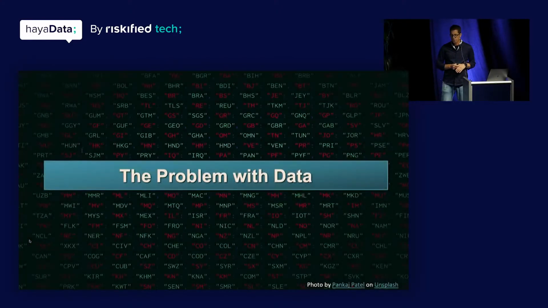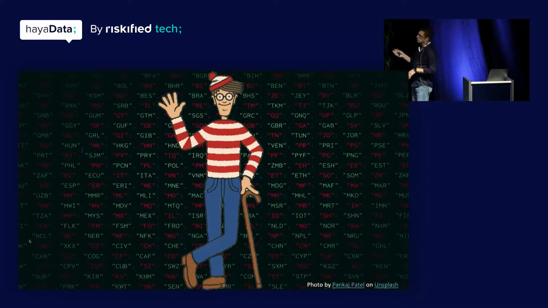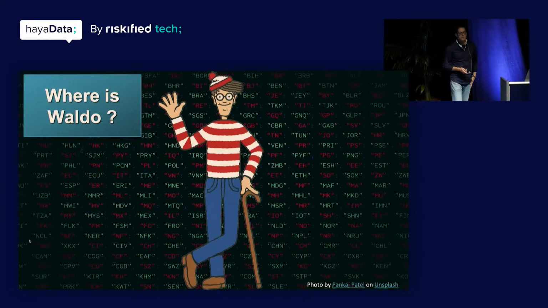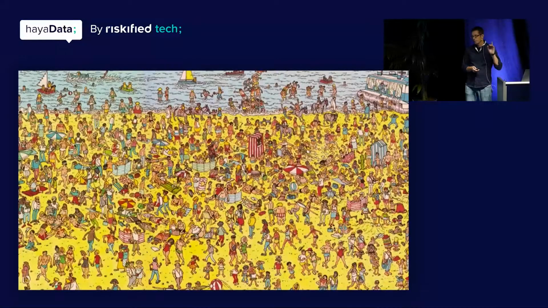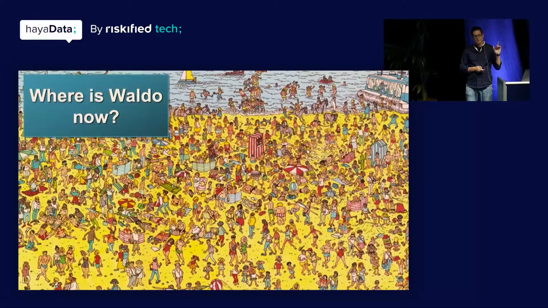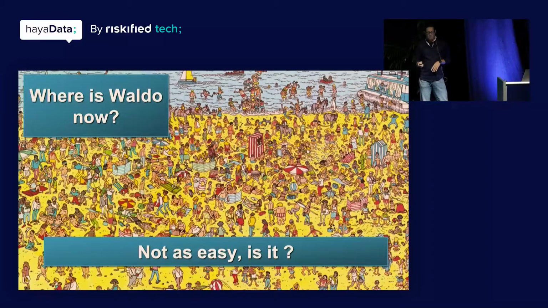I want to start off with the problem with data. If you look at this image, you can see Waldo. If I ask you where Waldo is, it's obviously very easy to find him. He's right there. But if I ask you where Waldo is now, that's not so simple. And the more people we have here, the more difficult this becomes. So this is not a property of Waldo. This is a property of the amount of people around Waldo. And the same thing happens with data. The more data you have, the harder it is to do certain things. And we'll talk about them in this talk.